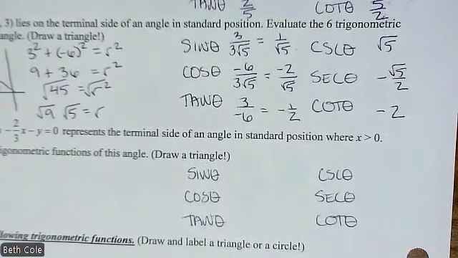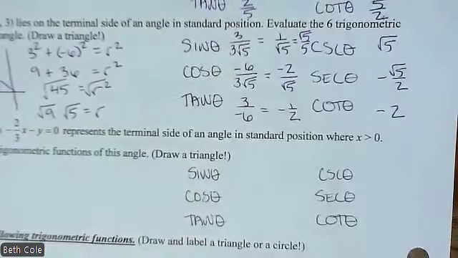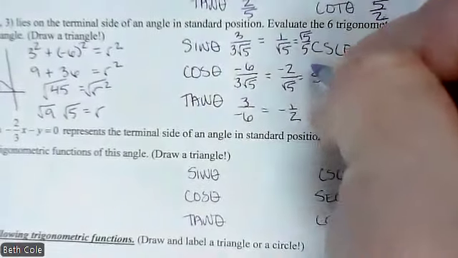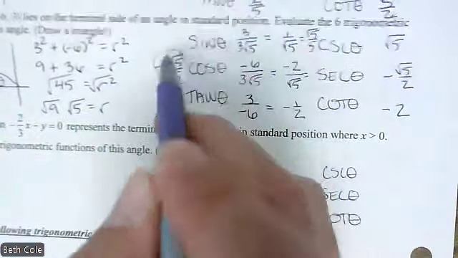Now, which 2 do we have to rationalize? Yeah, sine and cosine, and I kind of didn't leave enough space here. This one's going to be square root of 5 over 5. And this one is going to be negative 2 square root of 5 over 5. I wrote it over here because I ran out of room.